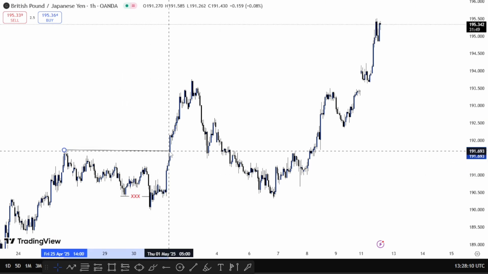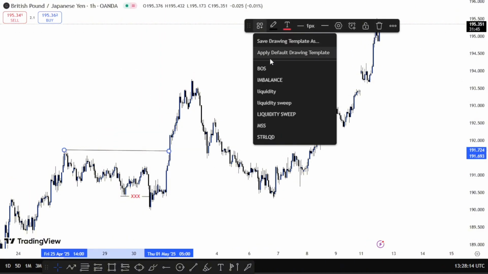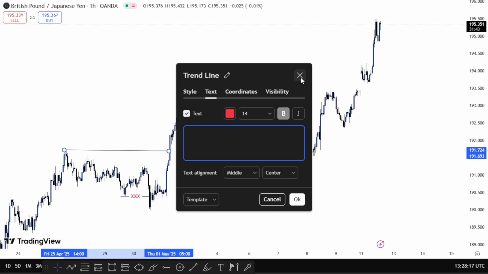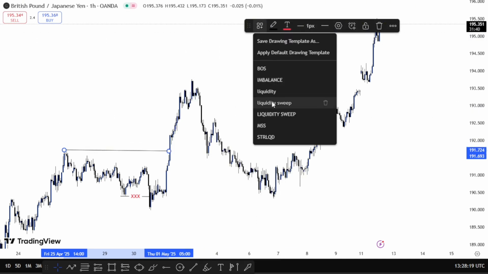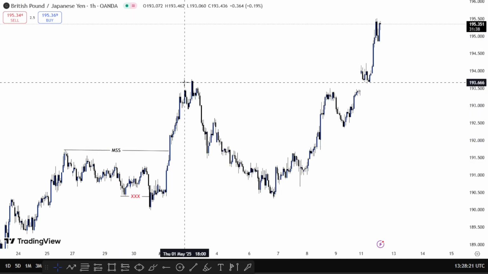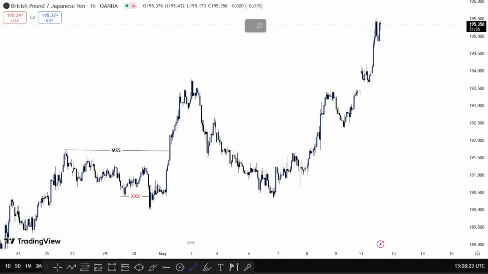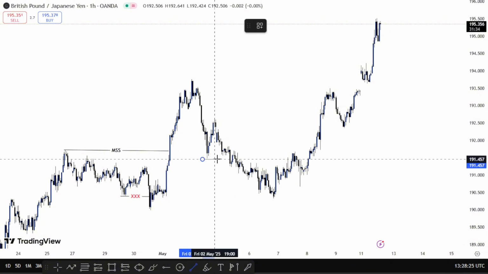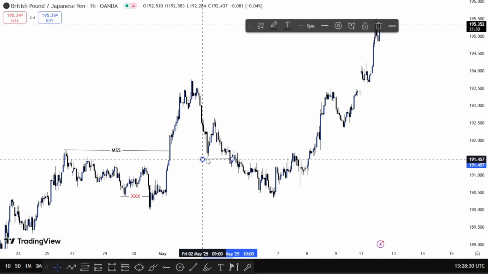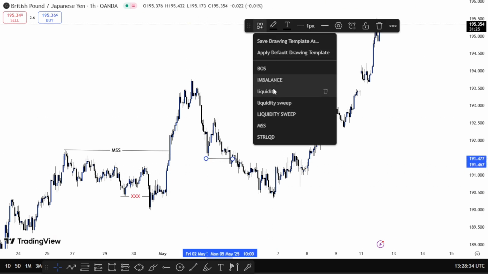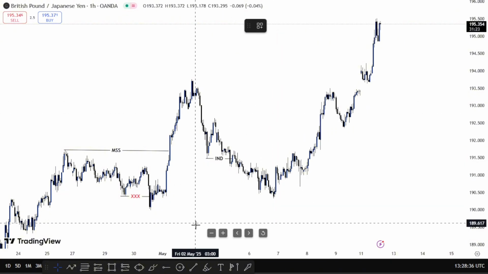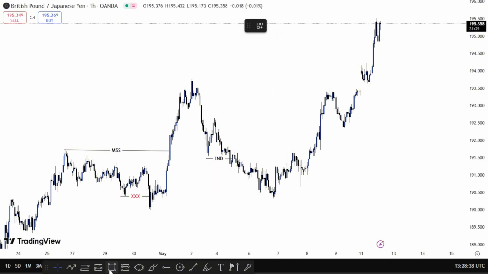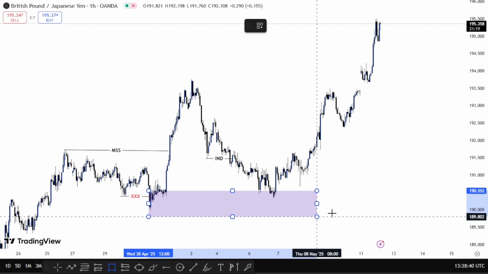Since we have a break of structure to the upside, now what are we looking for? This is more like a change of character or a market structure shift. So now we have an internal inducement level, which is this right here. And now this market comes to this demand zone right here.